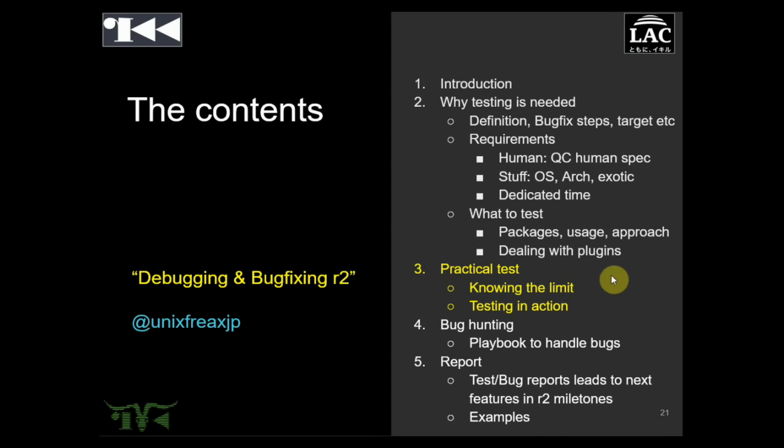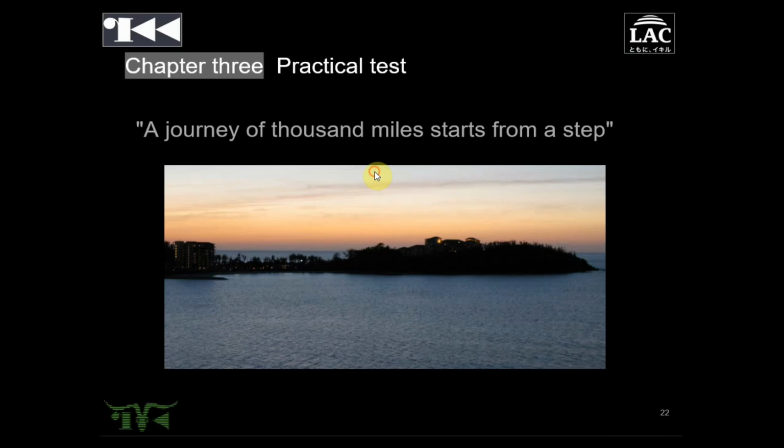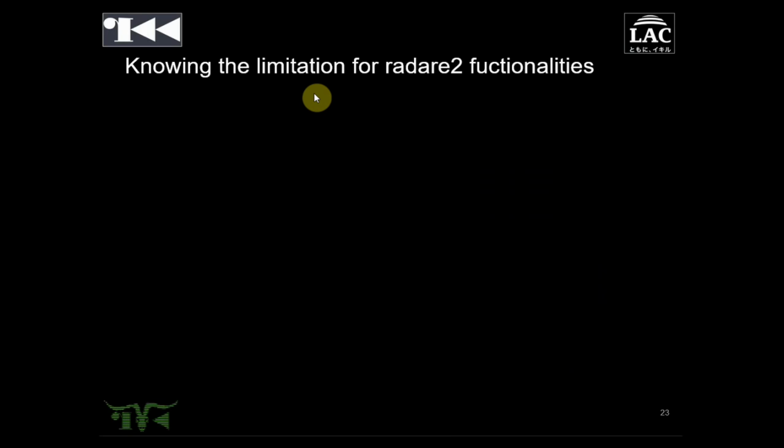Okay, we are here in the practical test, and it has two items. First is explaining how to know the limitations of Rudder 2 and its environment, so the tester can actually differentiate which one is a bug and which one is not. The other one is testing in action, so we will pick one case study for the testing. In this case, probably I will pick the build test for FreeBSD. And let's go to the practical test, first knowing the limitations of Rudder functionalities or environments.